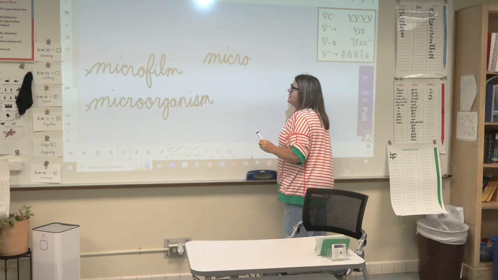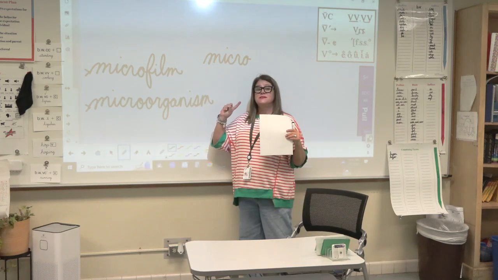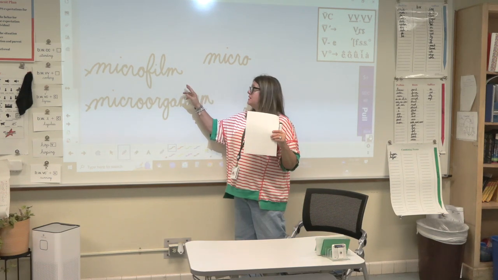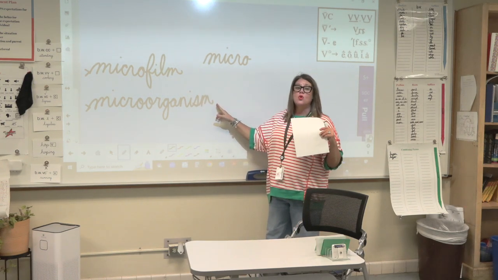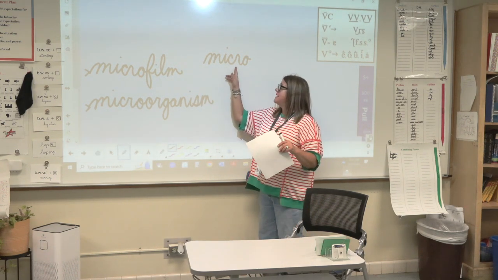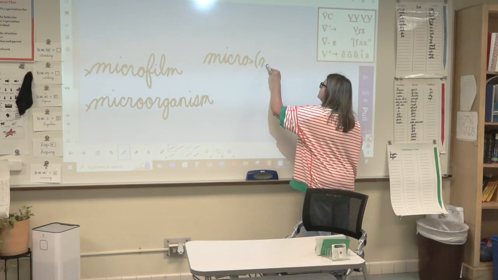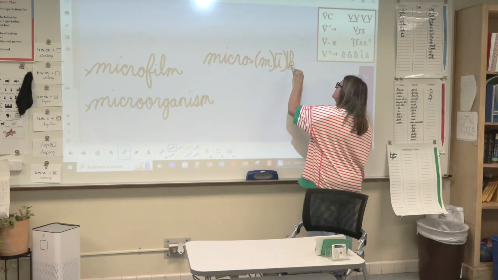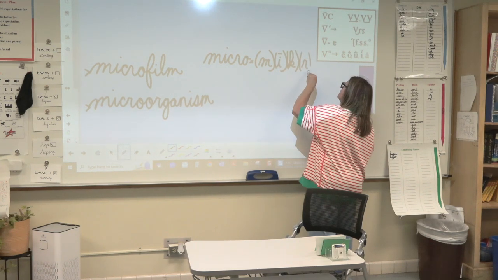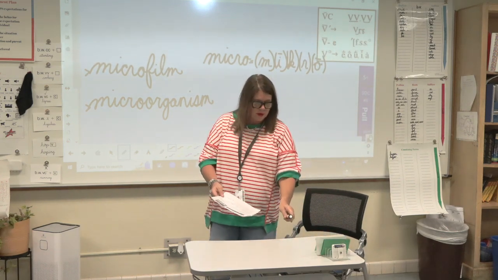M-I-C-R-O is our next combining form. I want you to echo these words and listen for the sound you hear M-I-C-R-O making. Microfilm. Microorganism. What sound do you hear M-I-C-R-O making? Micro. And if I unblend that, it's M-I-C-R-O. So micro is our first combining form we're going to learn today.